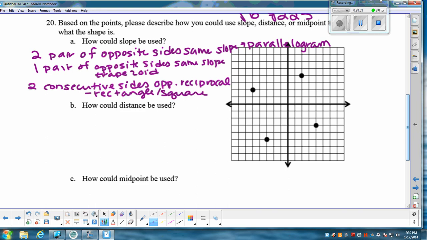And then if our diagonals have the same slopes, we have a rhombus. Or diagonals have opposite reciprocal slopes. We have a rhombus or a square.